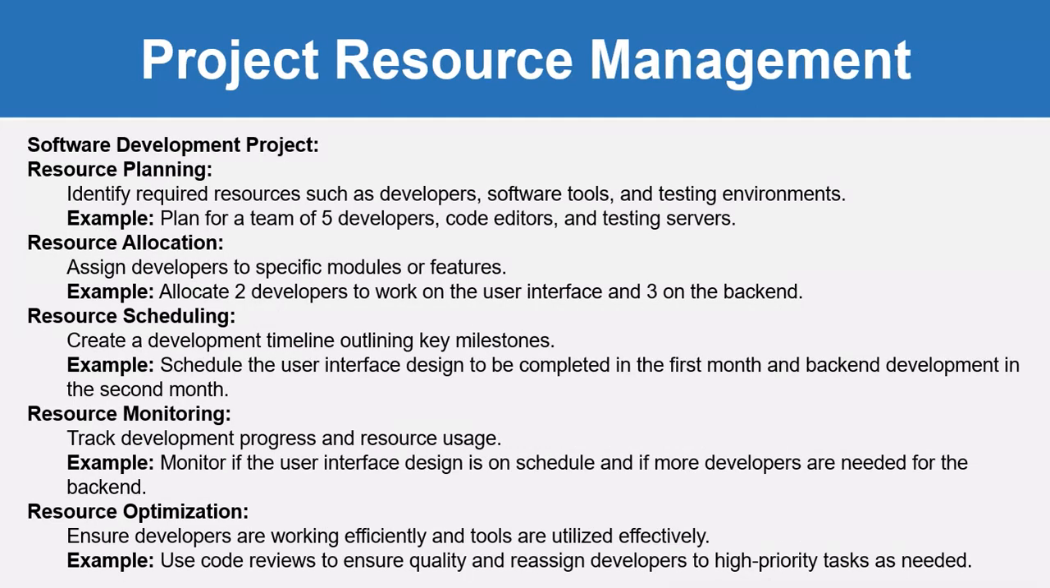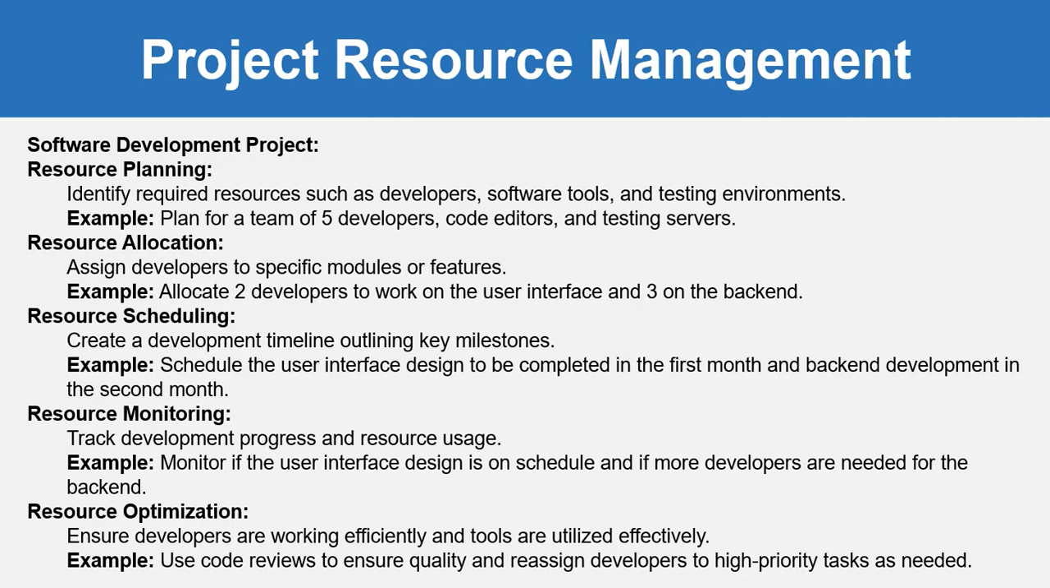Then the software development project, which includes resource planning, means identifying required resources such as developers, software tools and testing environments. Examples are planning for a team of 5 developers, code editors and testing servers. Resource allocation means assigning developers to specific modules or features. Examples are allocating 2 developers to work on the user interface and 3 on the backend.